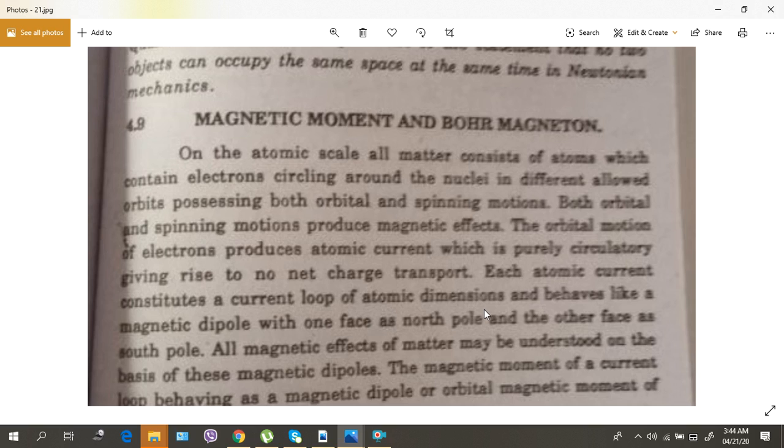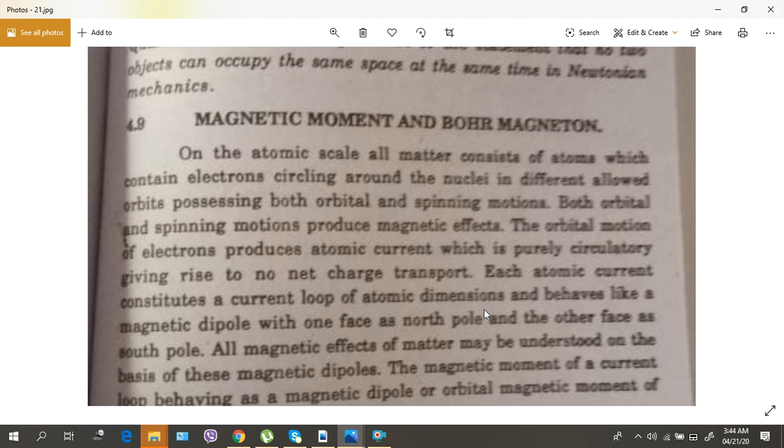So basically electrons are moving around the nucleus, and they are also spinning around their own axis. So it means that both orbital and spinning motion produce magnetic effects. Basically in this case we have magnetic moment, because when any charged particle is orbiting or spinning, then it means that there is a current. So in this case when we have magnetic effects, we discuss magnetic moment.